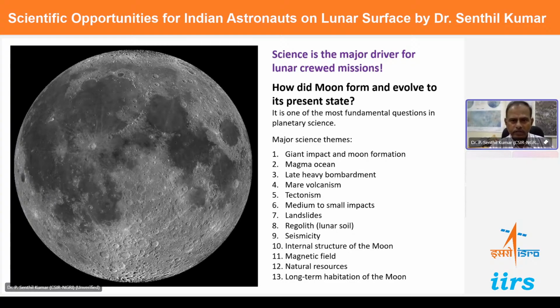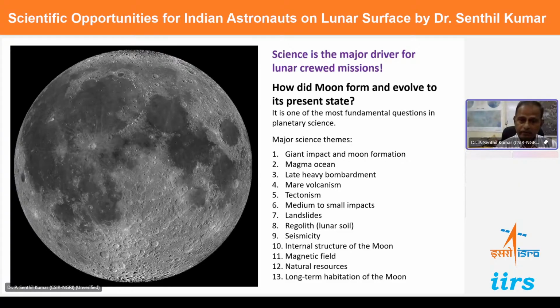So when an astronaut goes to the moon, he or she has to have the scientific understanding with a view to understand the moon. The main outstanding question is: how did the moon form and evolve to its present state? This is the fundamental scientific question that drives lunar science. To address this question, I break this topic into a number of subtopics. For example, the giant impact in moon formation. This is the beginning of the moon. Then the magma ocean. This is also an important science topic that astronauts have to deal with.